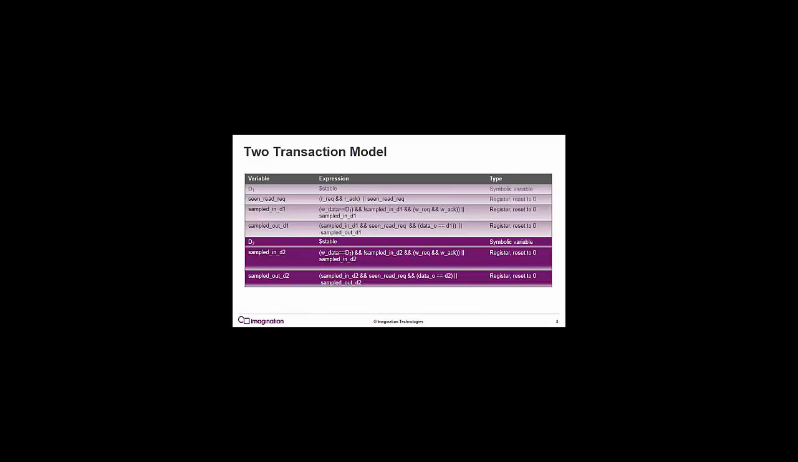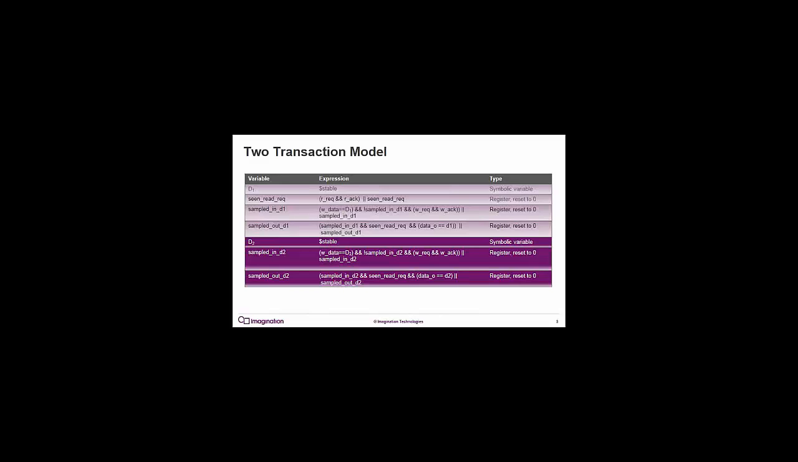So what I'm saying here is you have registers, which I call sampling registers, on the input interface, sampled in D1 and sampled in D2, and on the output interface, sampled out D1 and sampled out D2. And they get set when certain conditions are met. So for example, sampled in D1 would be set when the watched data value appears on the input interface, and we have not sampled in D1 already, and we had a write handshake to write this value. And once this gets set, it remains set. It's a sticky flop.